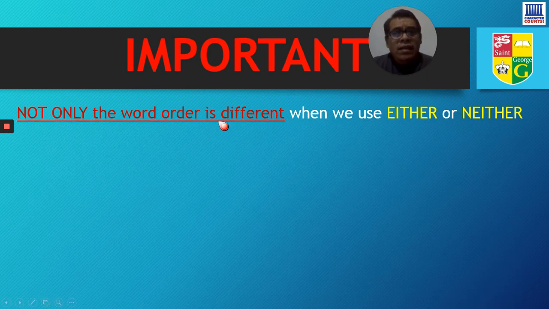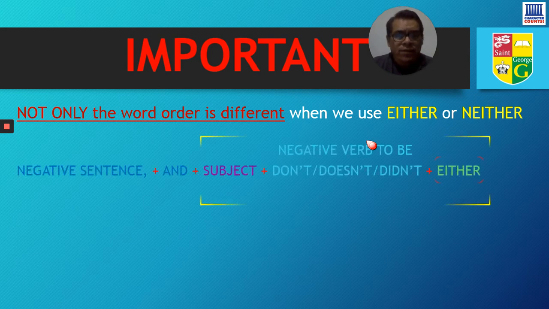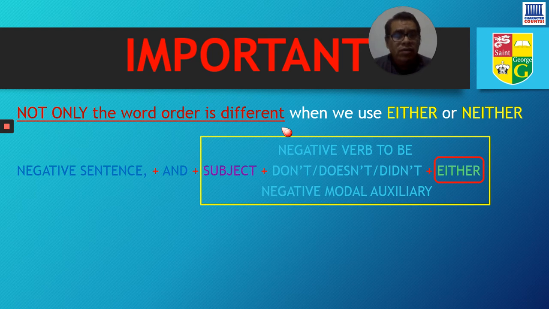In negative agreement, not only the word order is different when we use any of these two words, also the form of the auxiliary is different. Look at this example. Look at the structure for negative agreement using the word either. We have a negative sentence, the word and to connect the sentence, and here we have the subject. Then a negative form of the verb to be, or don't, doesn't, or didn't, or a negative modal auxiliary. Then at the end of the sentence, we put the word either.